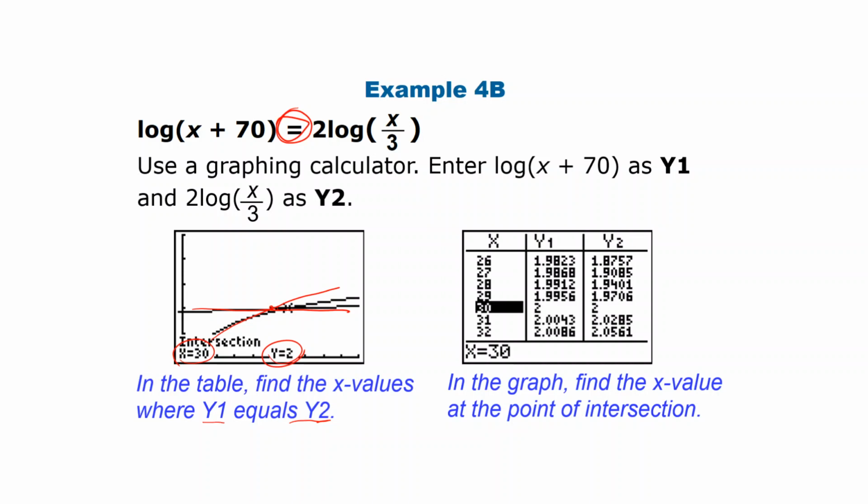Again, you would push on your calculator second graph to get this table up. And here, when x is 30, y1 and y2 are both equal to 2. So that's the point of intersection. All right, so your solution is x equals 30.